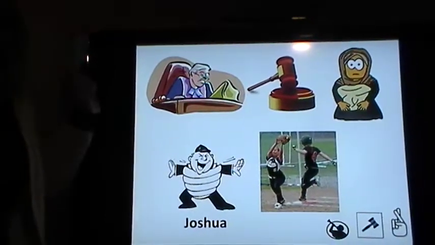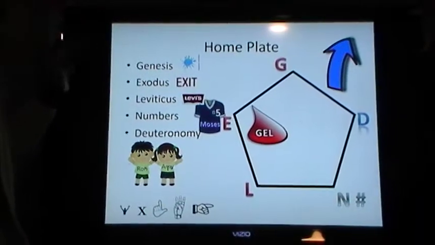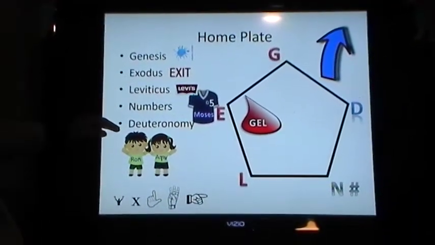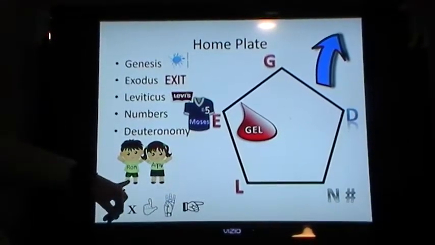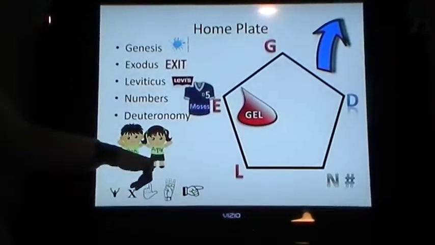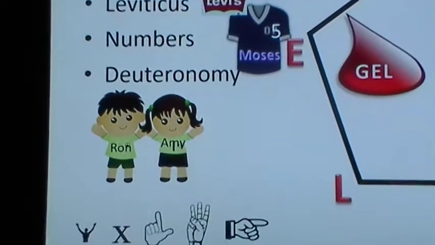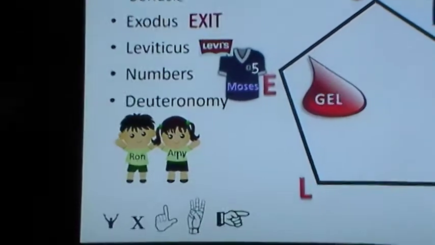Our slide person has just touched too many buttons. Okay. Genesis, Exodus, Leviticus, Numbers, and Deuteronomy. He's due to run. You can also remember that by Ron and Amy. Deuteronomy sounds a little bit like Ron and Amy. These are tough words to learn. They're not common English words, but you can do this. All right, next one.